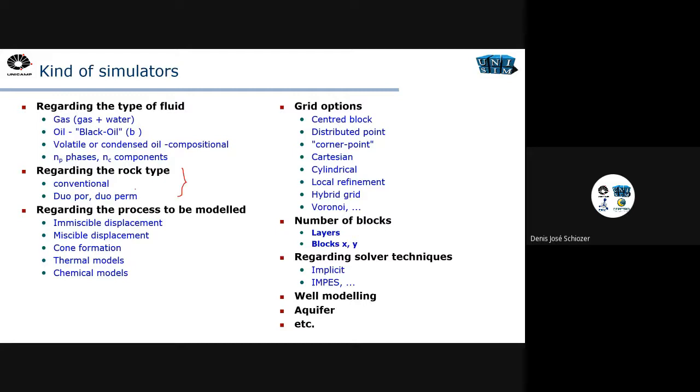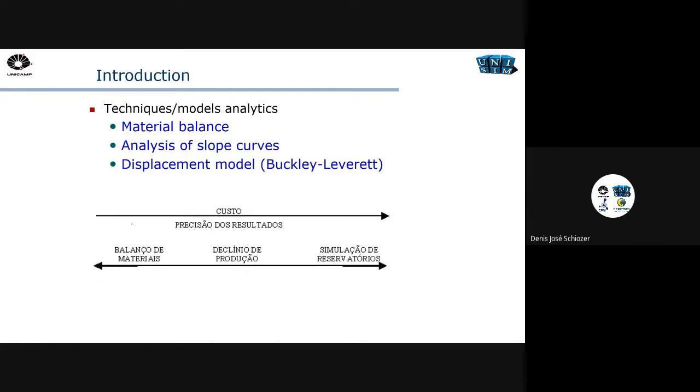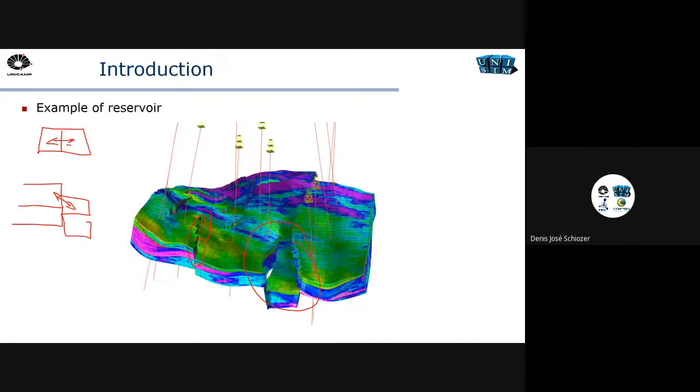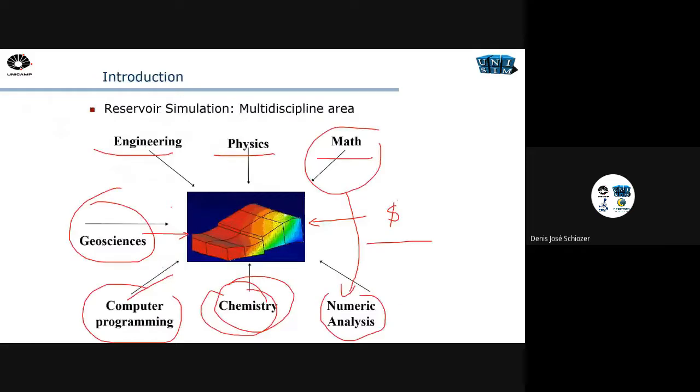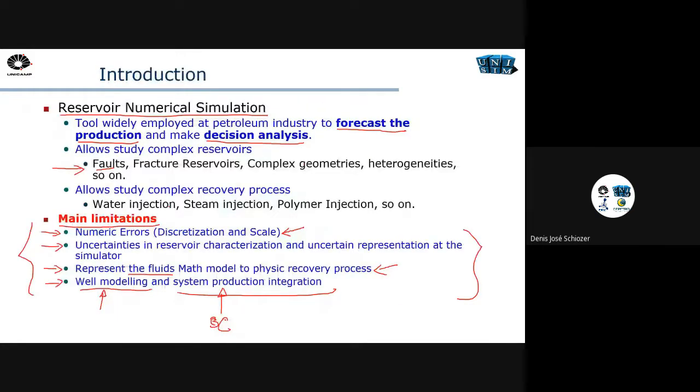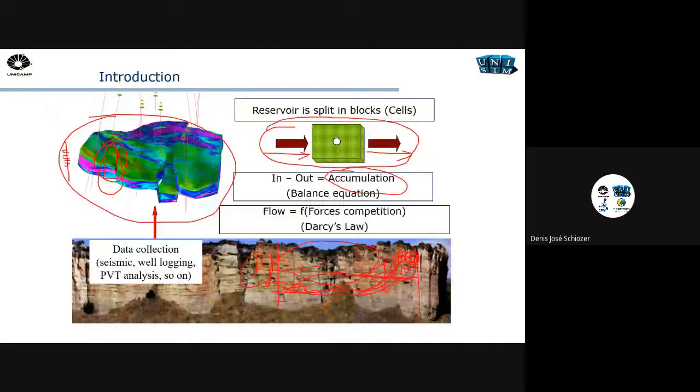The second type of properties we have to consider, of course, the first one being the fluid, and the second one is the rock type. Normally we have conventional simulators, like the one we have shown here, where each block is representing a porous media, and we have a single porous media here. Of course, we can change a little bit of the properties as we have seen here in the properties.